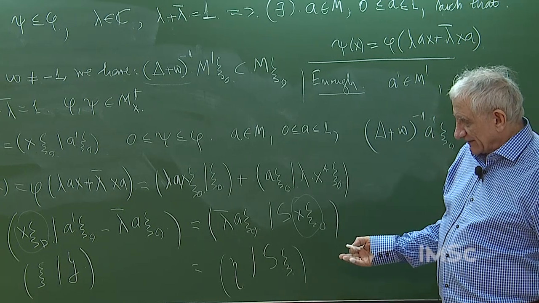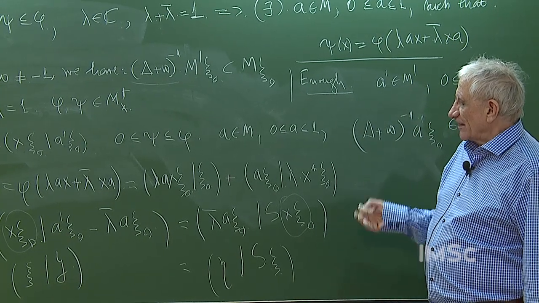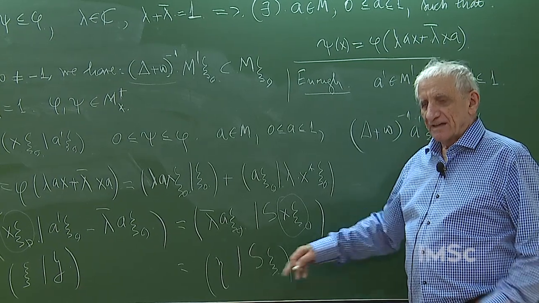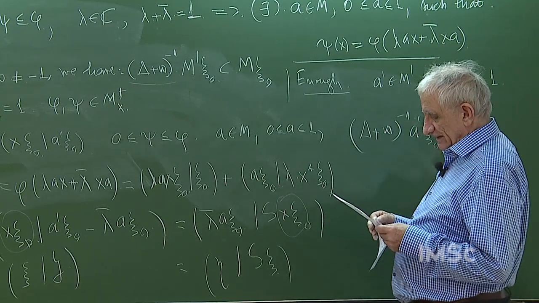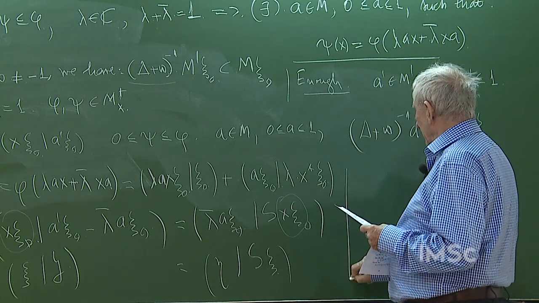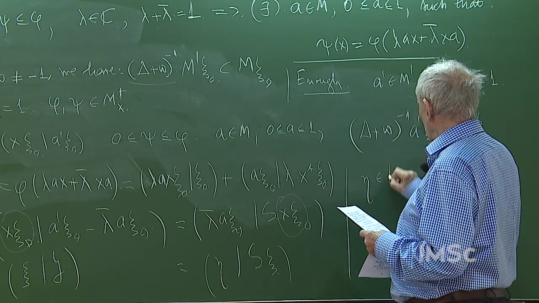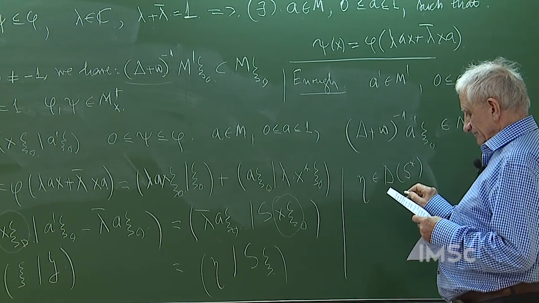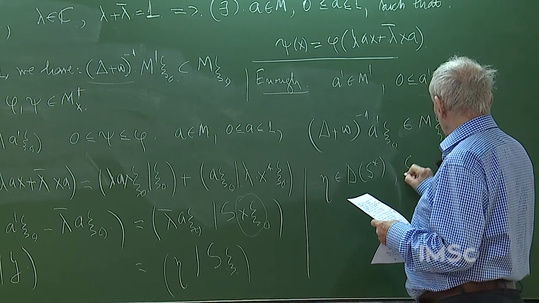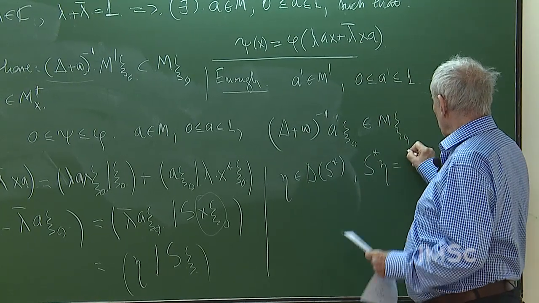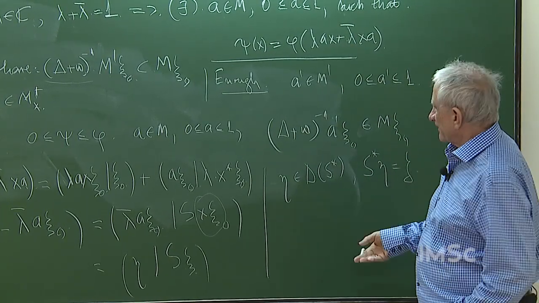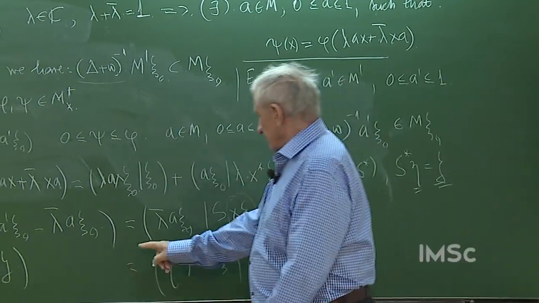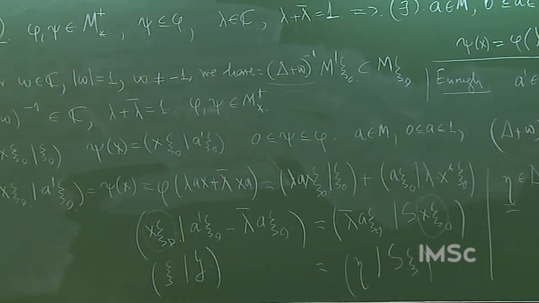This is an equality which says something about the adjoint of S. And namely, it says that eta belongs to the domain of S star, and S star of eta is equal to zeta. Now, let's write this. This was just a notation.